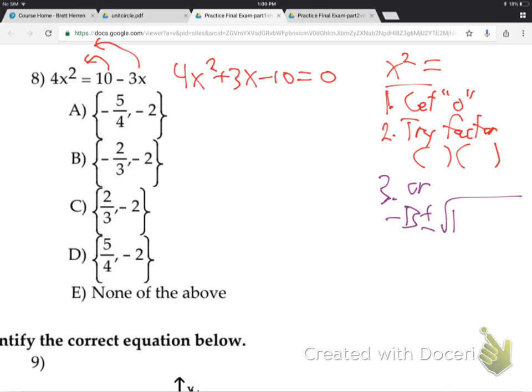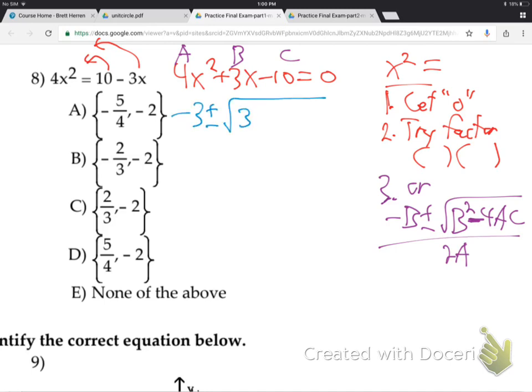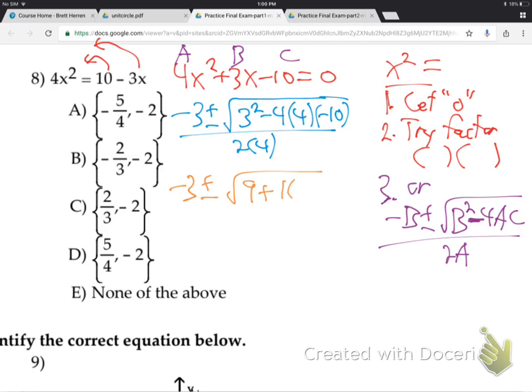Negative b plus or minus the square root of b squared minus 4ac all over 2a. That good like that? So this is a, b, c, and just plug right into the quad. So here we go. Negative b, negative 3, plus or minus the square root of b squared, 3 squared, minus 4, times a, which is also 4, times c, which is negative 10, all over 2a. So coming on down, it's negative b plus or minus the square root of b squared, 9 plus 160.